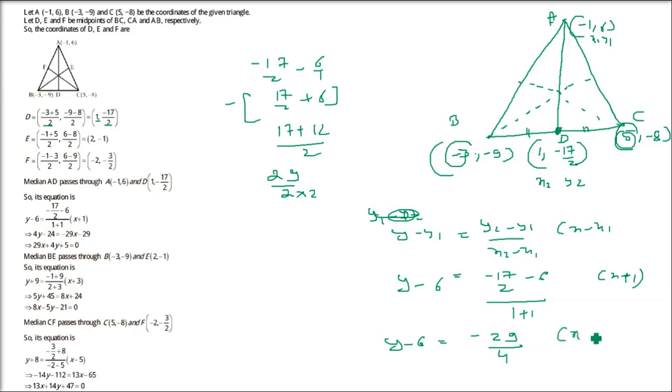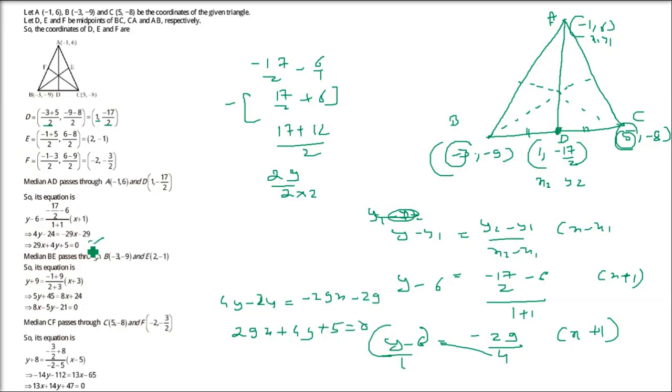Now just cross multiply it. Multiply 4 with y minus 6, multiply minus 29 with x plus 1. So we have 4y minus 24 equals minus 29x minus 29. Now take everything, x and y, on the left hand side. So you'll get 29x, 4y and then 5. In this way you are going to find the other equations. I hope you'll be able to do the same thing.